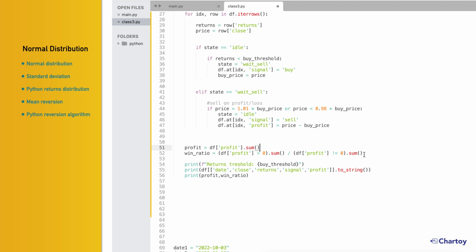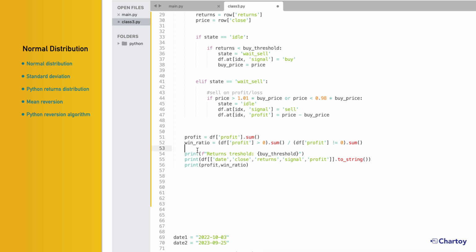So the next thing we are doing here is just to print those results. We're going to first print the returns threshold. Remember that we calculated a threshold. We want to see how much it is, right? And second, we are going to print the date, close, returns, signal and profit columns of the data frame. And we are going to print the total profit and the win ratio that we just calculated. Let's run this and see what happened.